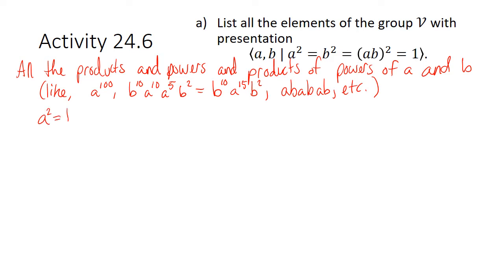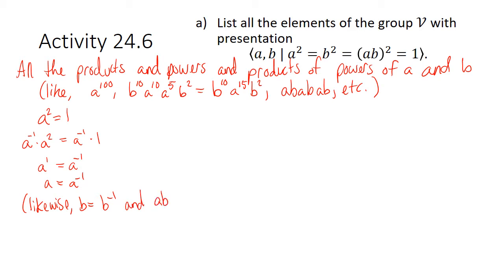The first thing to note is that since A squared equals 1, if I multiply both sides of this equation by A to the -1, then on the left side I combine the powers and get A to the 1, and on the right that's A to the -1. So A equals A inverse. Likewise, because B squared equals 1, B also equals B inverse. And the same for AB: because AB squared equals 1, AB equals AB inverse. So you can do the same equations and simplification with those elements.